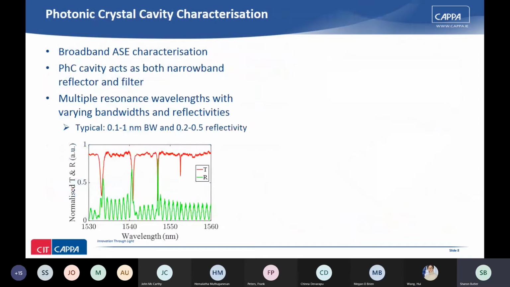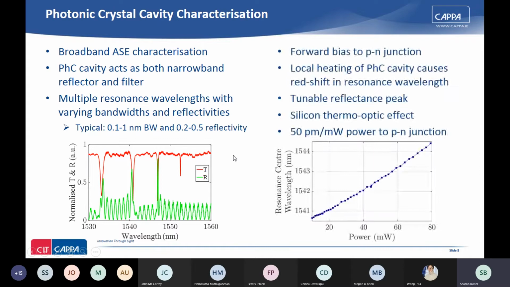And so to characterize the photonic crystal cavity, using a broadband ASE source and looking at the transmitted output and also looking at the reflection, we can see that it acts as both a filter and a reflector and has multiple resonance wavelengths of varying bandwidths and reflectivities. If we apply a forward bias to the PN junction, we'll cause local heating of the photonic crystal cavity, so we get a redshift of the resonance wavelength. And that gives us our tunable reflectance peak based on the silicon thermo-optic effect. So here we have about 50 picometers wavelength shift per milliwatt of applied power to the PN junction.